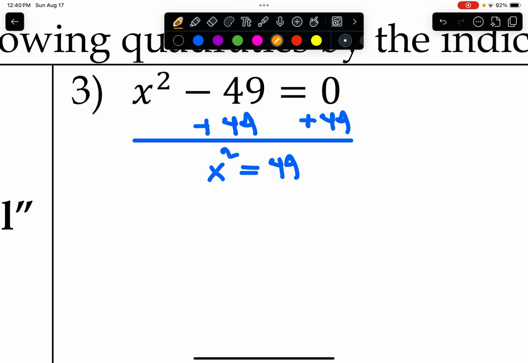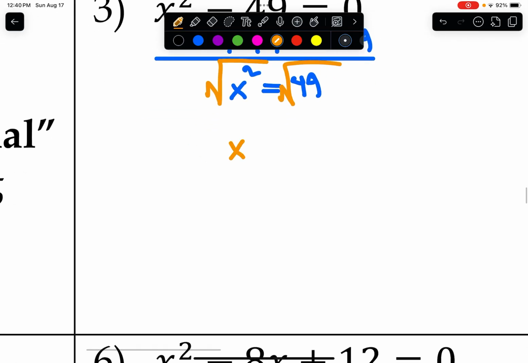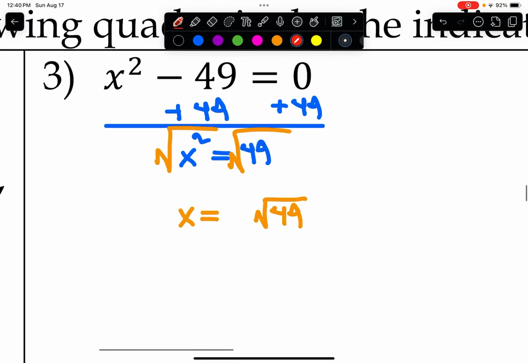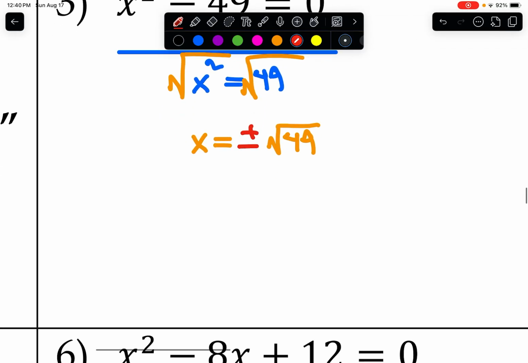Then in order to undo your squared, what you're going to do is take the square root of both sides. So that's going to leave me with x equals the square root of 49. Now, a very, very important detail: when you take the square root of both sides, you need to include both the positive and the negative value of that number. Once you take the square root and include the plus or minus, then you can evaluate and simplify. This would just give you x equals plus or minus 7.